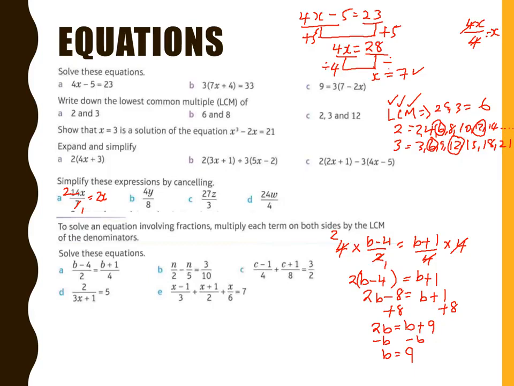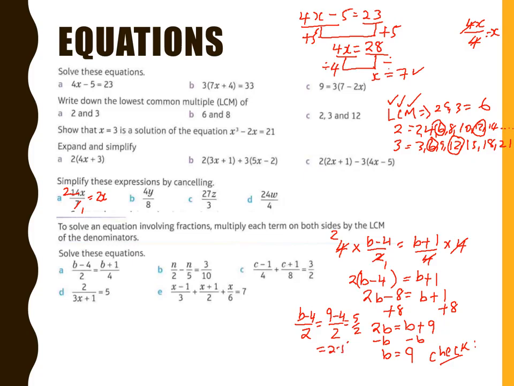Okay, I can check. Remember, check. So if I was to check, 9 minus 4, that's 5. 5 divided by 2 should give me 2.5. So b minus 4 over 2 should give me 9 minus 4 over 2, which gives me 5 over 2, which gives me 2.5.